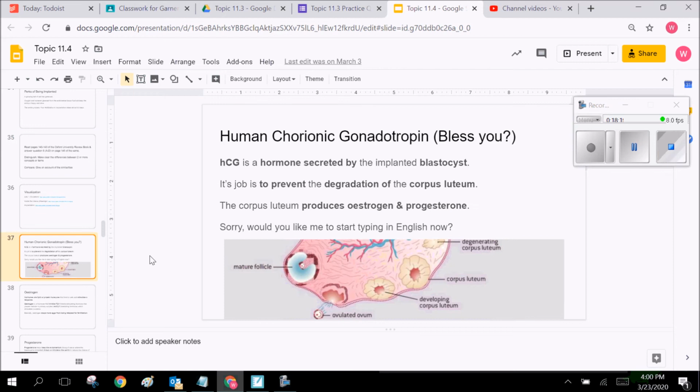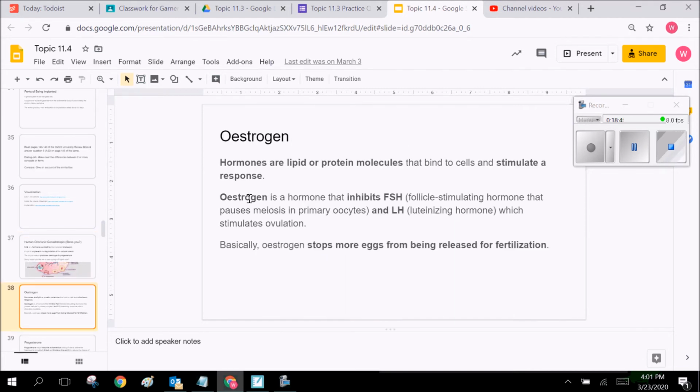Okay, all right, so here we go. Human chorionic gonadotropin, HCG, is going to be secreted by the implanted blastocyst to stop the degradation of the corpus luteum. Remember, the corpus luteum is that piece that was going to help the ovulated ovum, or degenerate if the ovum was not fertilized. So now that we're fertilized, the corpus luteum is going to stick around due to HCG, and it's going to produce 2 hormones called oestrogen and progesterone. Yes, oestrogen is different than estrogen. Remember that.